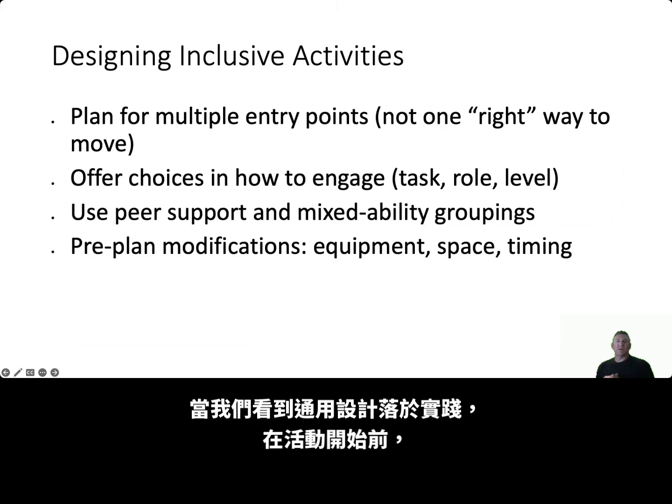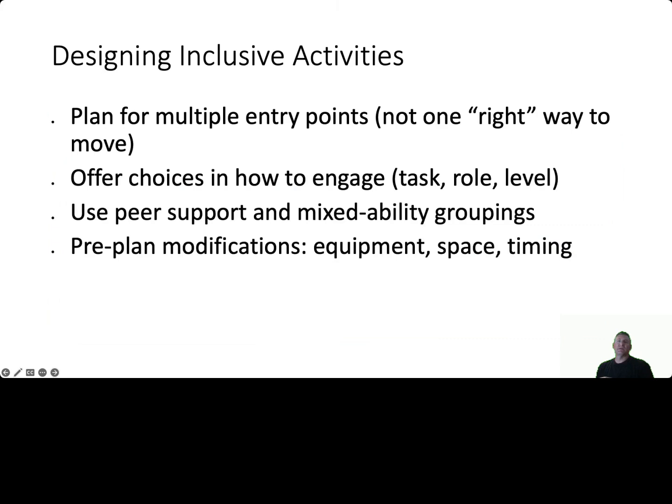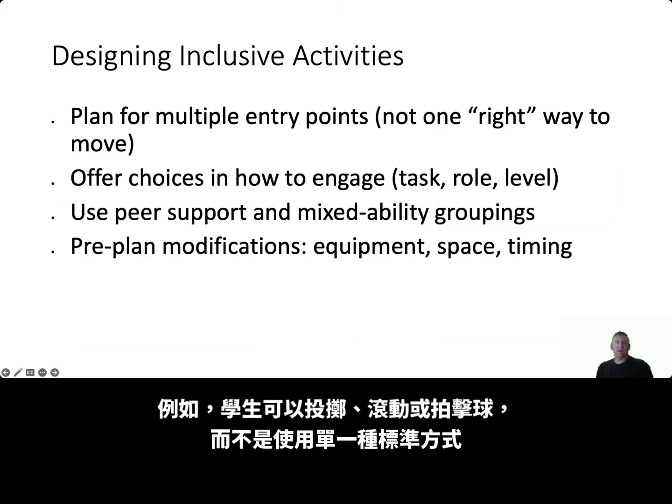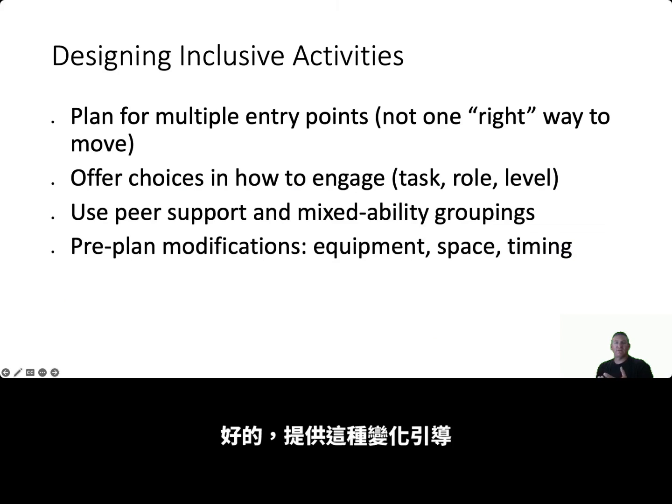When we look at universal design in action, inclusive design begins before the activity starts. It's about building multiple pathways into movement so that every student sees a role for themselves. For example, can students throw, roll, or tap a ball instead of one required method? Offering this variation plays into, again, affording opportunities for individuals to make choices and take some risks, make decisions.